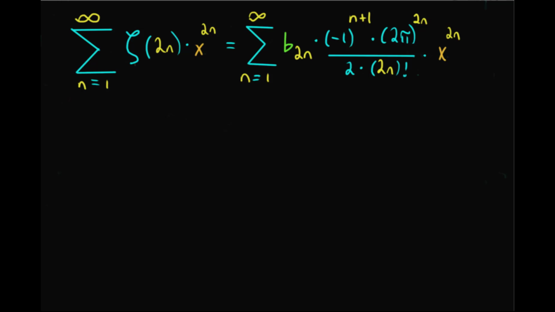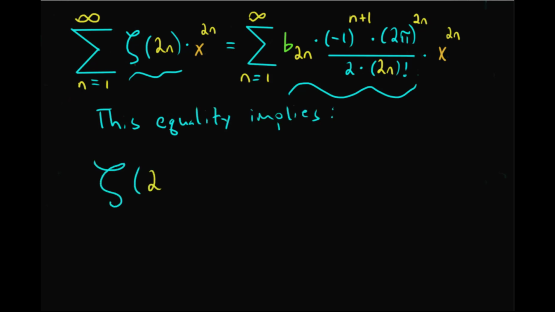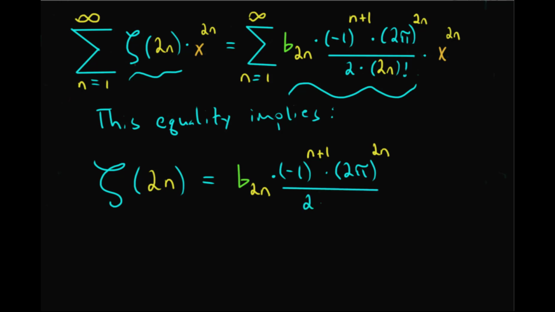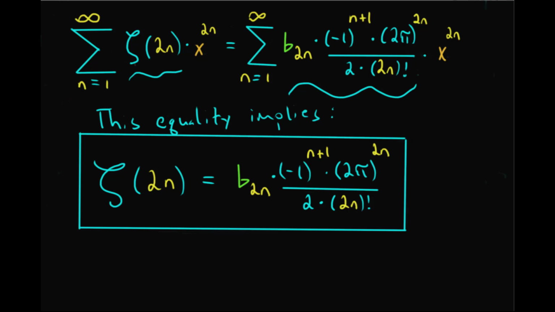Well, why did I write it that way? Because now we can very easily compare coefficients in these two sums. Both of these sums are indexed from n equals 1 to infinity, but on the left-hand side I have zeta of 2n, and on the right-hand side I have this expression involving the even subscripted Bernoulli numbers. And so this equation implies that zeta of 2n must equal b sub 2n times negative 1 to the n plus 1 times quantity 2 pi to the 2n all over 2 times 2n factorial. Well, this amazing identity is the final result of this video, so let's put a box around that.